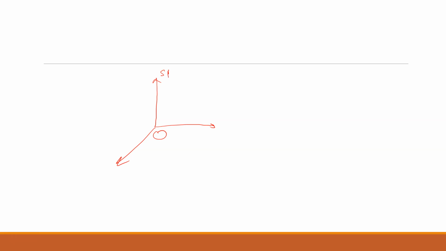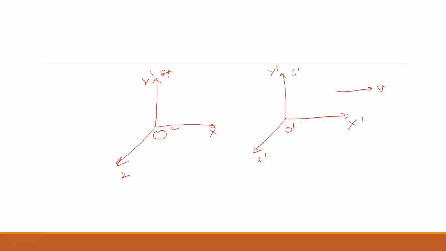Okay, S and S dash. This frame is S and the second one is S dash, because I have used this nomenclature in every video lecture. And the S dash frame is moving with a uniform velocity v along the x-axis. Okay, x, y, z axes.